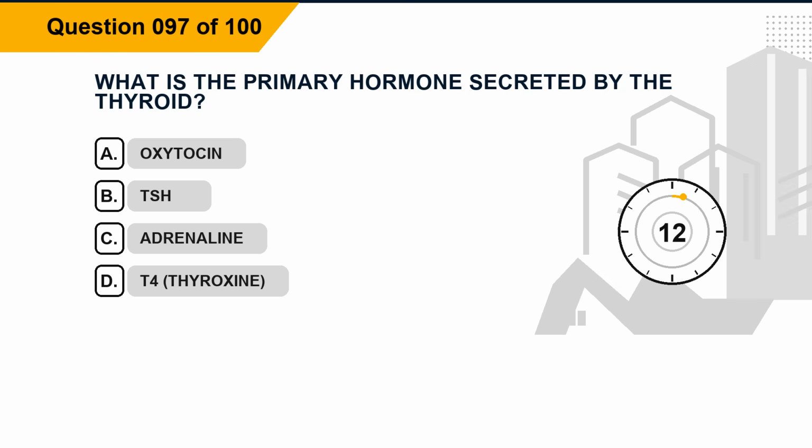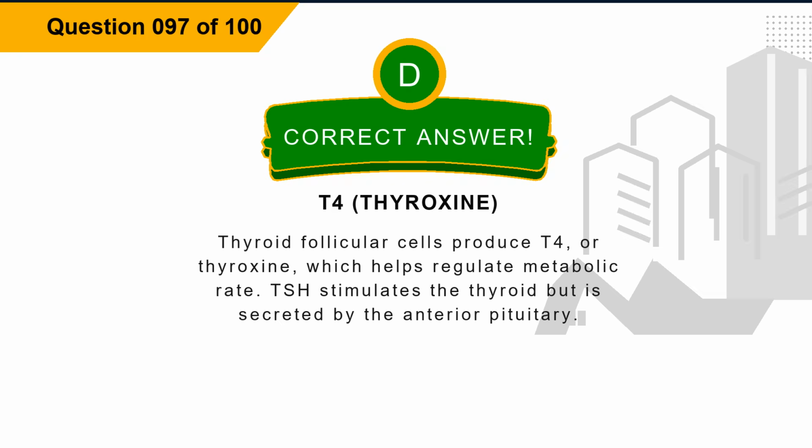Question 97. What is the primary hormone secreted by the thyroid? Option A, oxytocin. Option B, TSH. Option C, adrenaline. Option D, T4, thyroxine. The correct answer is option D, T4, thyroxine. Explanation. Thyroid follicular cells produce T4, or thyroxine, which helps regulate metabolic rate. TSH stimulates the thyroid but is secreted by the anterior pituitary.